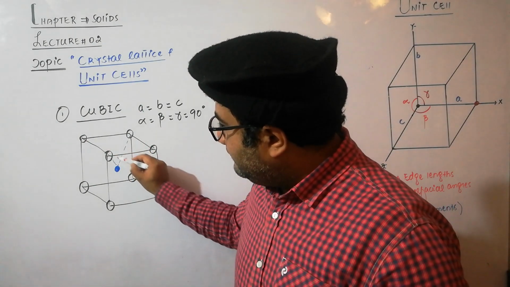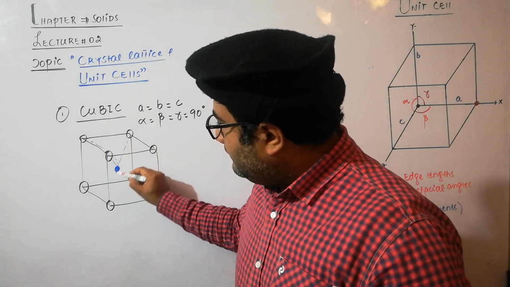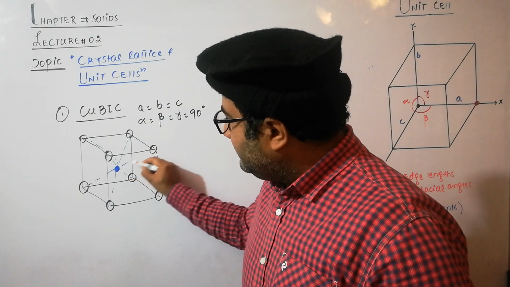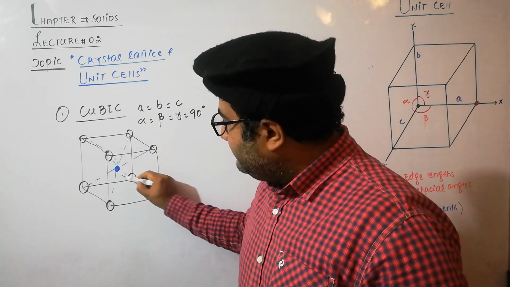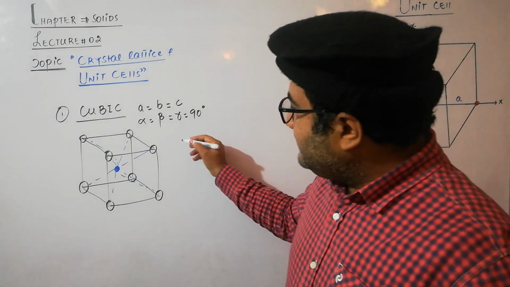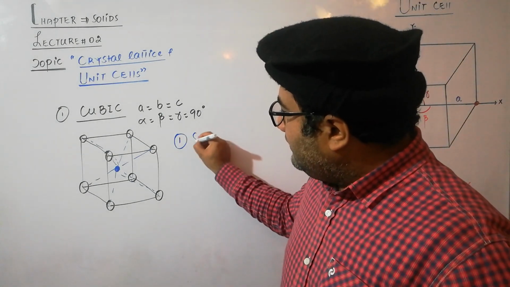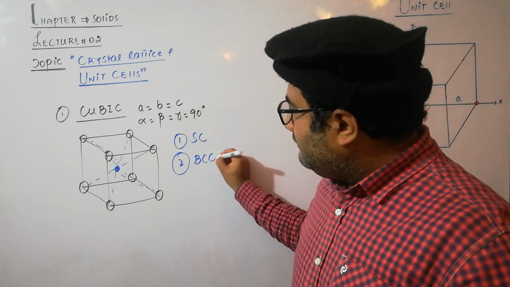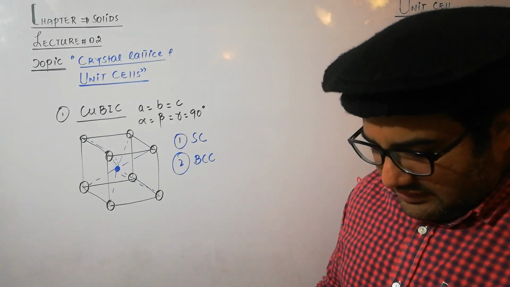Something like this. So this is the body centered cube. So one is the simple cube or primitive cube, second is the body centered cube.